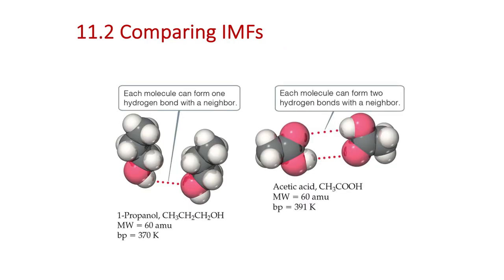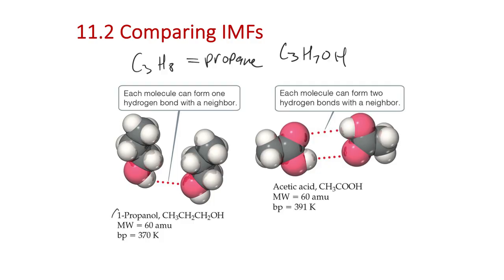Okay, so let's compare some different types of molecules. If we're looking at propanol, propanol is the alcohol. If we just go back to nomenclature, propane is C3H8. Just for a quick review, that's propane. So propanol would be C3H7 with the hydroxyl group.